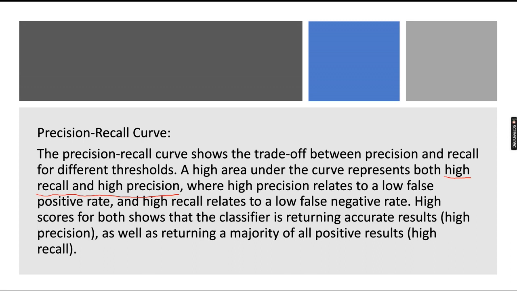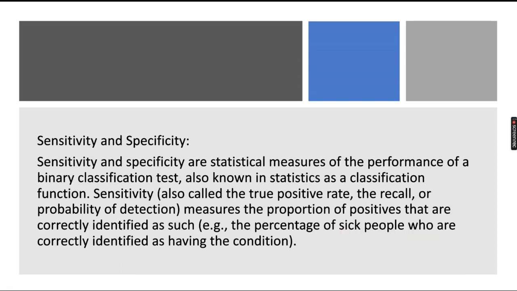A high score for both shows that the classifier is returning accurate results, with high precision, as well as returning a majority of all positive results, that is high recall. So high precision and high recall can be achieved if the area under the curve is good.